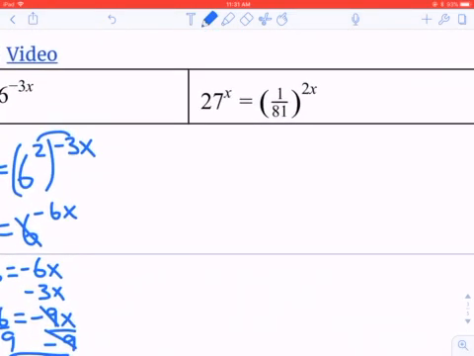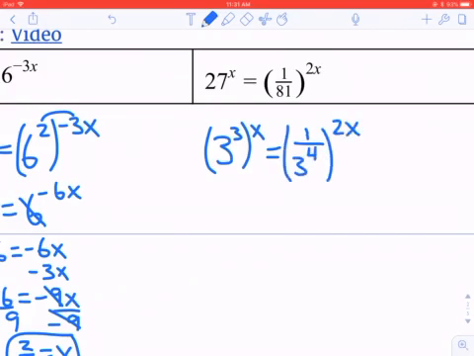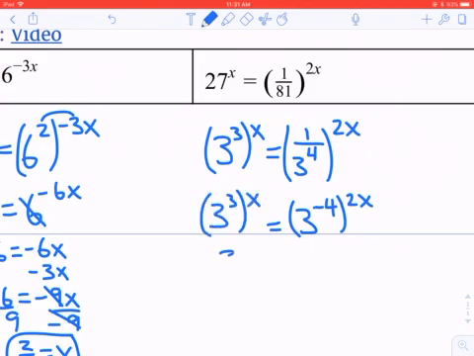And then our third example, we have 27 to the x power equals 1 over 81 to the 2x power. So 27 can be rewritten as 3 cubed. And 81 is equivalent to 3 to the 4th power. But then we want to move 3 to the 4th power to the numerator, so we make it a negative 4. And let's put our exponents together.